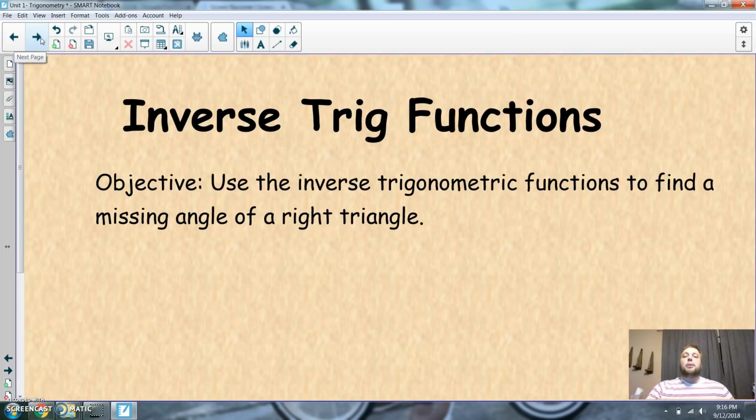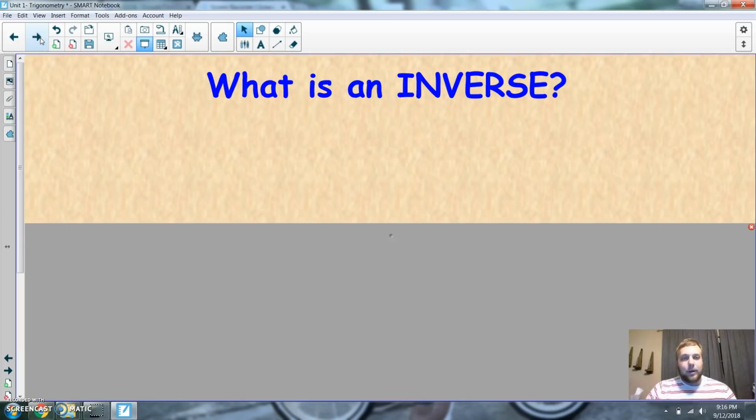So, today we're talking about inverse trig functions. And so we're just going to get cracking right away. All right. First thing, what is an inverse? That is a good question. What is an inverse? It's kind of like an inside out, right? Kind of like an opposite of something.